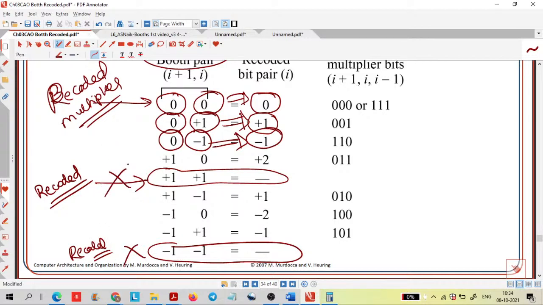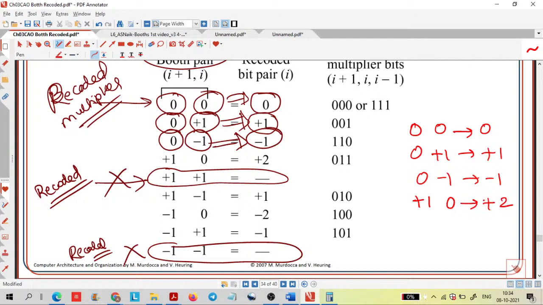So here you have to remember some other things. This part is easy: 0 0 comes, replace with 0; 0 plus 1 comes, plus 1; 0 minus 1 comes, minus 1. Now, if you get plus 1 and 0, then you have to replace it with plus 2. It is a rule, a table for the bit pair recoding method.